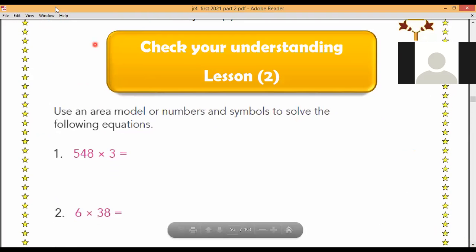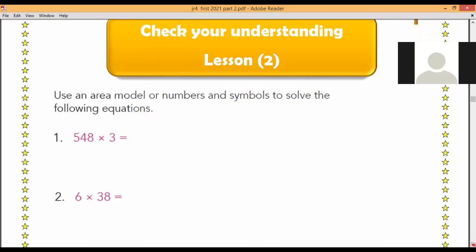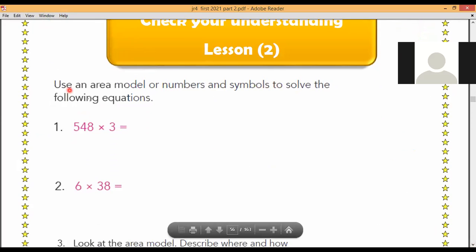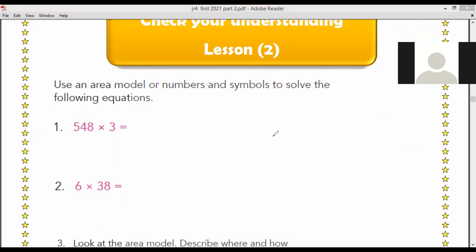Now let's make the first one here. Here he told you to use an area model. So area model means we're gonna draw a rectangle. Okay, my rectangle will not be perfect. But I want you to use your ruler to draw this rectangle, okay? Don't make it with your finger, like me.